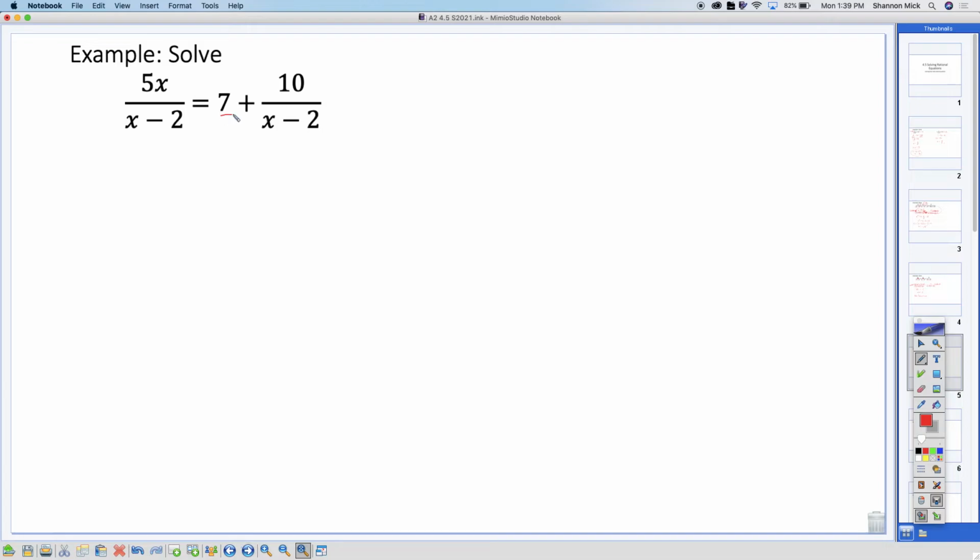So if 7's over 1, what do you have to do on the right hand side? Addition. You have to add it, so you have to have what first? A common denominator, which is going to be x minus 2. So what am I going to multiply 7 by? x minus 2. 7x minus 14. So it'd be 7x minus 14 plus 10. And then the left is what the left is, right? So it would just be minus 4.